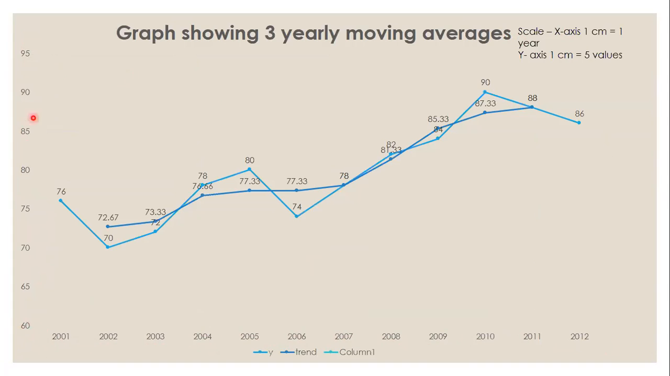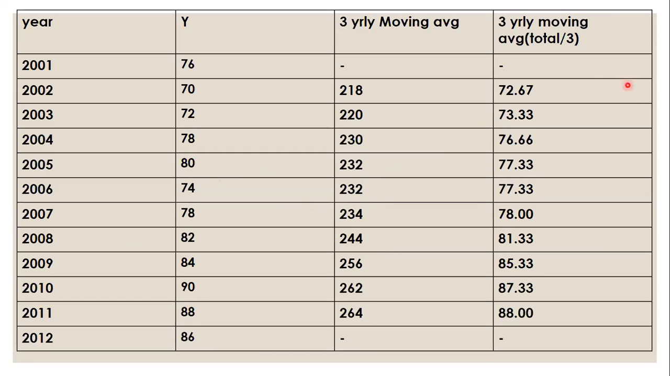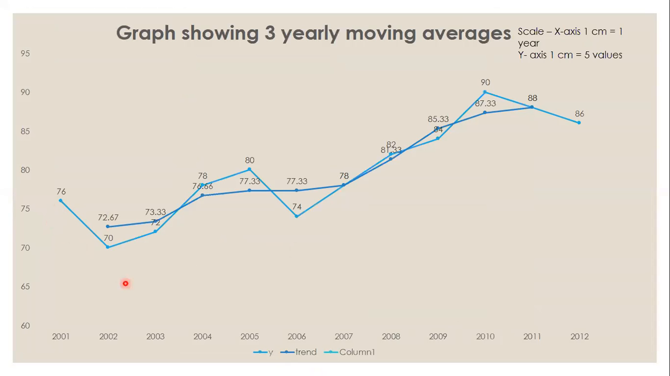When it comes to the y-axis, we have taken the values with a difference of 5. Why have we taken a difference of 5? If you see the values of Y as well as the 3 yearly moving average, you have 76, 70, 72, 78, so there is a small difference. You don't have a particular difference of 10, 15 or 20. A few of them have differences of 5, 6, and few have differences of 3 or 4. So to get an equal value, or to make it much easier, we have taken the scale as 5. And do not start your graph with 0 here.